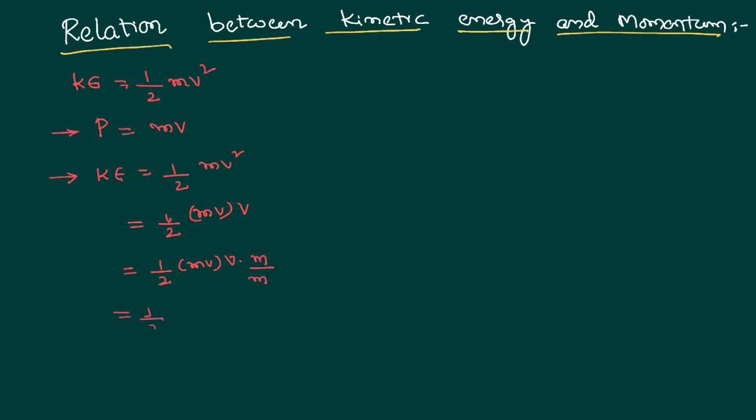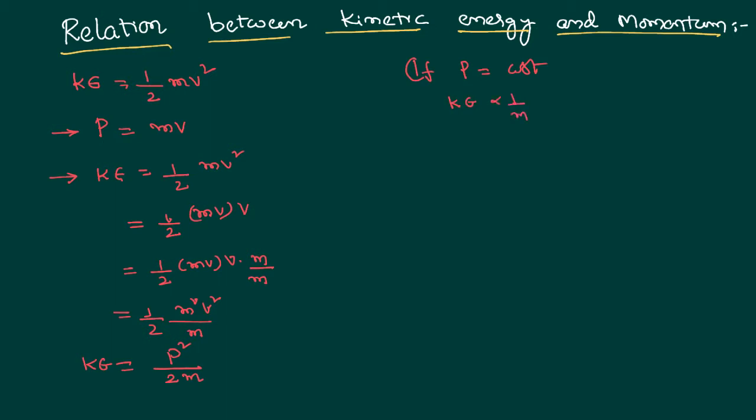So I can rewrite the equation as half m square v square by m. Therefore we can write kinetic energy as m into v is momentum, therefore m square v square is momentum square, over 2m. That is the relation between kinetic energy and momentum. So it is very clear that kinetic energy is inversely proportional to mass if momentum is a constant.